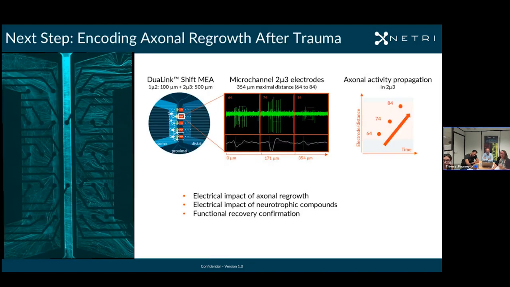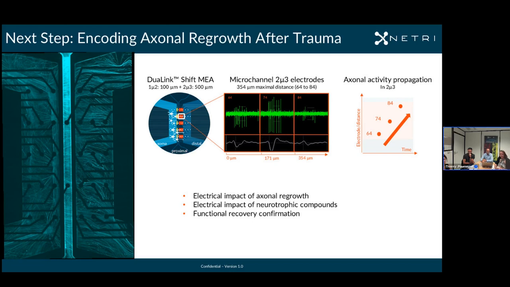So the next step regarding traumatic injury and neurite outgrowth assays is to be able to look at the electrical activity and to encode axon regrowth, to be able to see the development of the new electrical activity as the axons are growing, the impact of neurotrophic compounds on this electrical activity, and whether we can have effects that are not wished, or kind of adverse effects from those neurotrophic compounds.